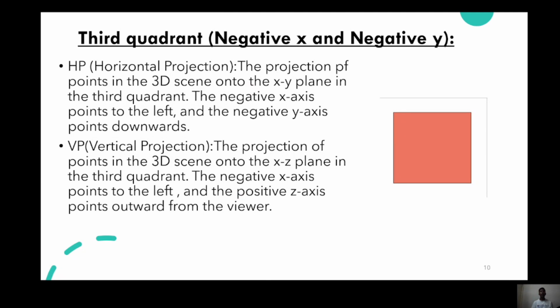In the third quadrant, negative x-axis and negative y-axis. At the horizontal projection, the projection of points in the 3D scene onto the xy plane in the third quadrant, the negative x-axis points to the left and negative y-axis points downwards. At vertical projection, the projection of points in the 3D scene onto the xz plane in the third quadrant, the negative x-axis points to the left and positive z-axis points outward from the viewer.